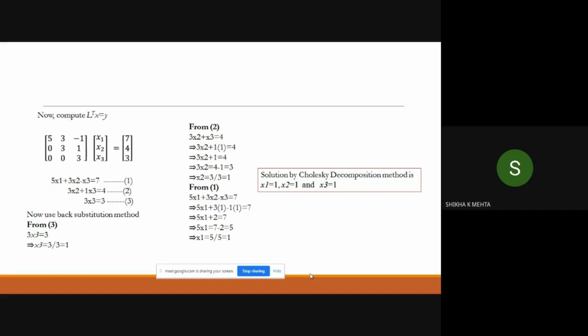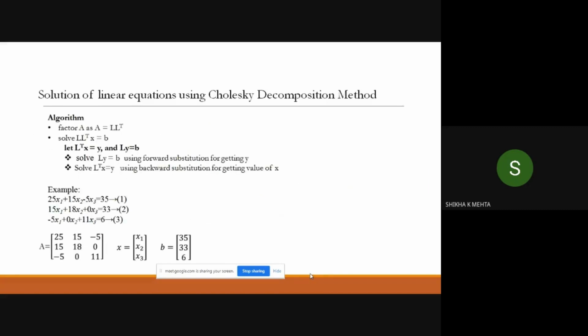Similarly, putting the values of x3 and x2 in the first equation, we are able to get the value of x1 is equal to 1. So these are the final values of x1, x2, x3. That is the solution we have found for the initial linear equations that we have got.